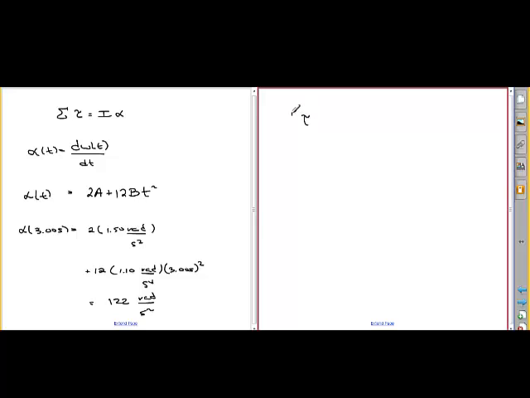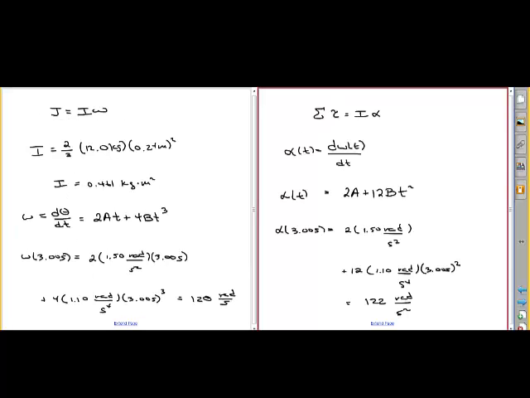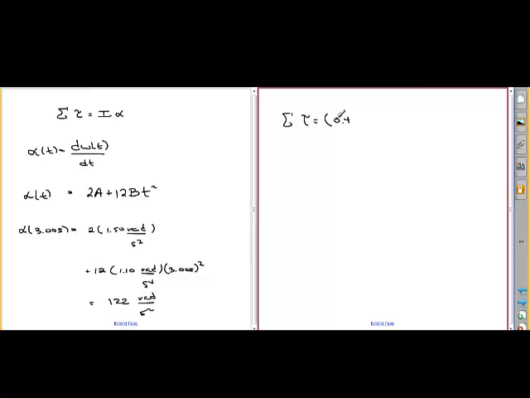So our net torque applied is going to be the moment of inertia, which is 0.461 kilograms meters squared, times alpha, which is 122 radians per second squared. Plug it into the calculator, and we get 56.1 newton meters. Those are the units for torque.